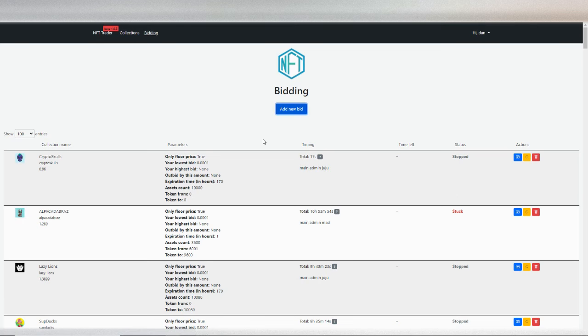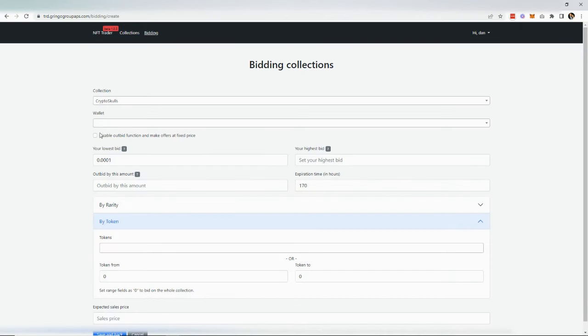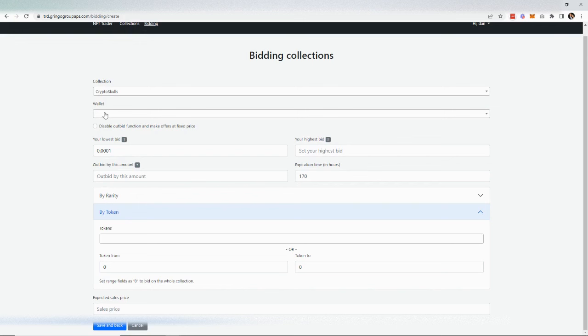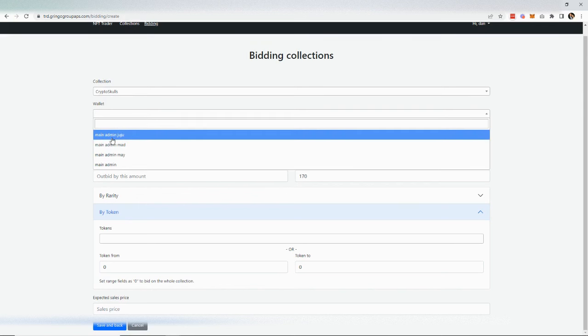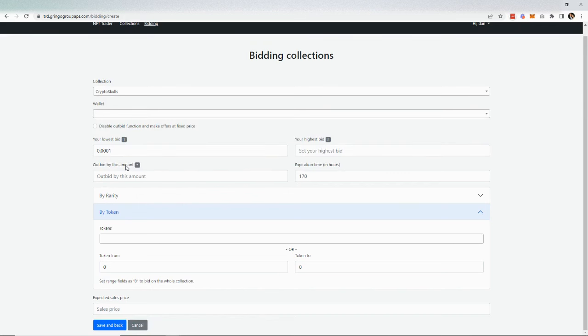You go into add new bid, you put in the collection you want to bid on, add in your wallet, any information here, you can have as many as you want. Put in your lowest bid and your highest bid, and it's going to basically bid between this range and outbid anyone that has a bid within this range. This is by how much you want to outbid by. It could be as little as 0.001. And expiration time, pretty obvious.